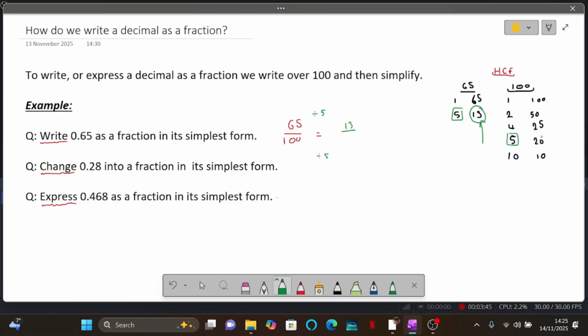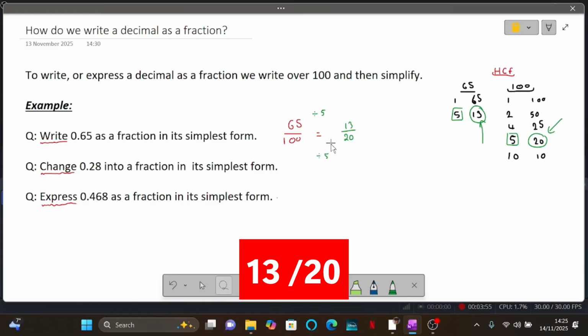100 divided by 5 is going to give me 20. So we've concluded that particular question. Our final answer is going to be 65 over 100.